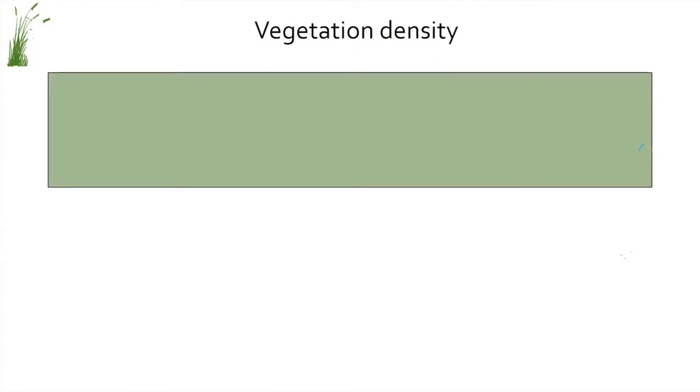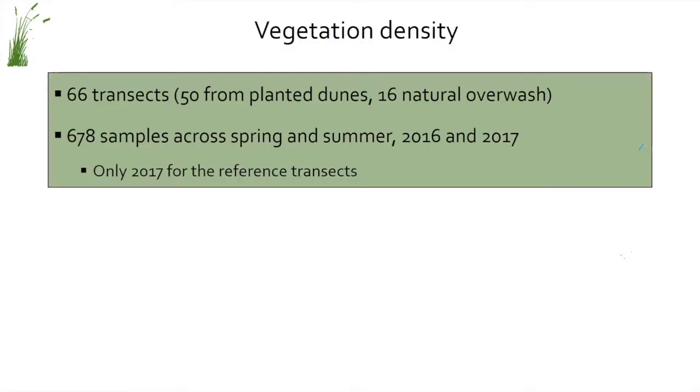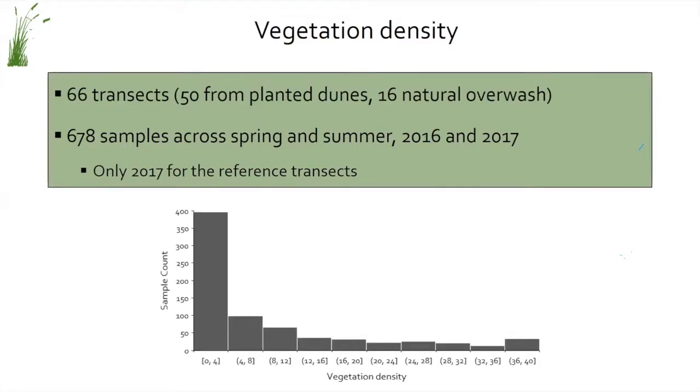So for the vegetation density transects, we collected 66 transects, 50 from the planted dunes and 16 from the natural overwashes. And this resulted in 678 samples from spring and summer of 16 and 17. And just to note that we actually only collected the natural overwash density samples in 2017. And as I mentioned before, we ended up with this non-normal distribution of our indices, which is why we used the model that we did.